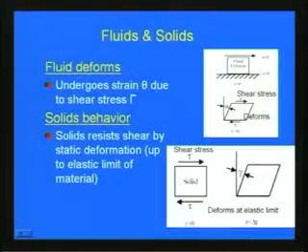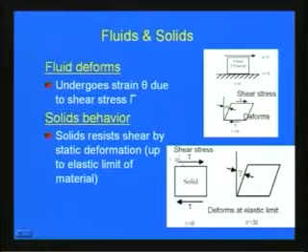So, now let us see what are the major differences between fluids and solids. Here in this slide, you can see a fluid element. When we apply shear stress, it deforms through an angle theta, and it undergoes a strain theta due to the shear stress.